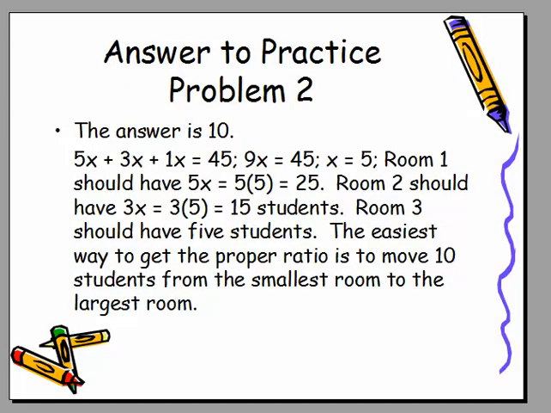The answer is 10. 5x plus 3x plus 1x equals 45, which is the total number of students. Simplifying gives 9x equals 45 and x equals 5. Room 1 should have 5x equals 5 times 5 equals 25 students. Room 2 should have 3x equals 3 times 5, which equals 15 students. Room 3 should have 5 students. The easiest way to get the proper ratio is to move 10 students from the smallest room to the largest room.